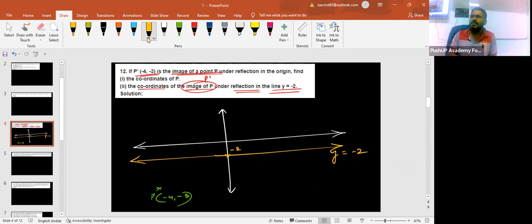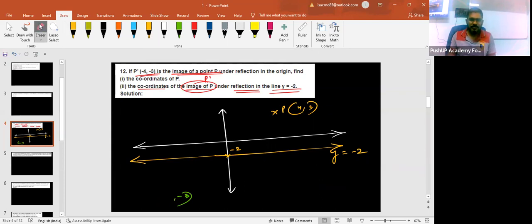Am I getting confused or you are getting confused? I am getting confused, no? The coordinates of the image of P. I think we have to reflect P, right, children? What was P? It was 4, comma 3. You have to find the coordinates of the image of P. Sorry, children, you are right.